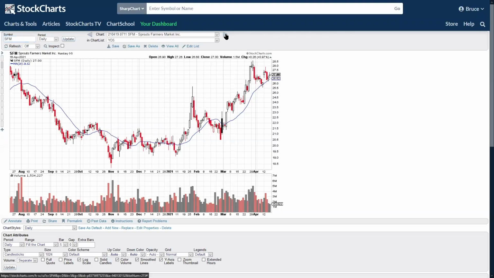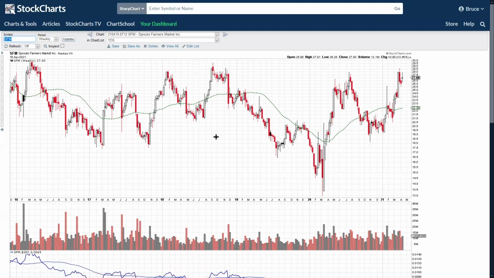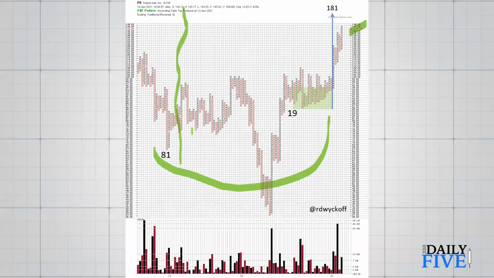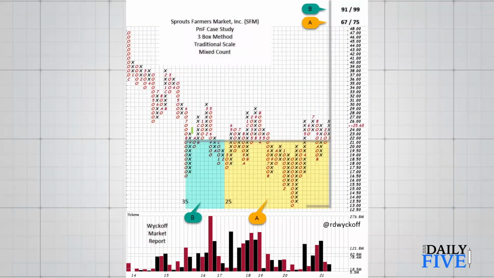Let's look at a longer time period first here. Now notice in Sprouts, look at the very large structure back to 2017. This is a very compelling area of accumulation. Here is the area we just looked at, very small in comparison to the campaign structure. How big could this count be? Here is a count back to 2015, 3-box method, traditional scaling, 2 segments counted.